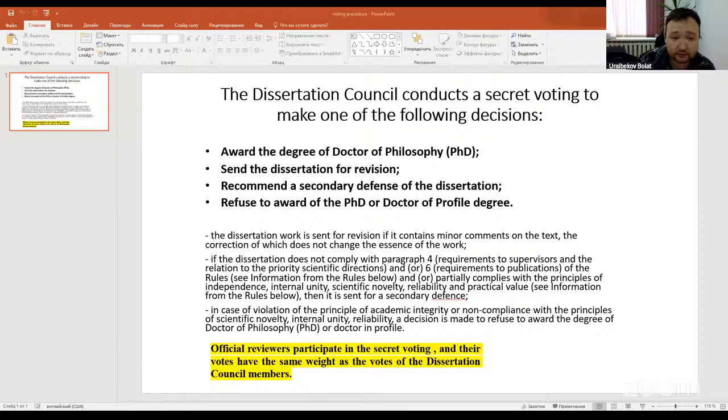According to our rules, which are approved by our university council and also approved by the Ministry of Education and Science of Kazakhstan, our council makes a decision by secret voting. And here you see the possible decisions. So, the four possible decisions. The first one is to award the degree of doctor of philosophy. The second one is to send this dissertation for revision.